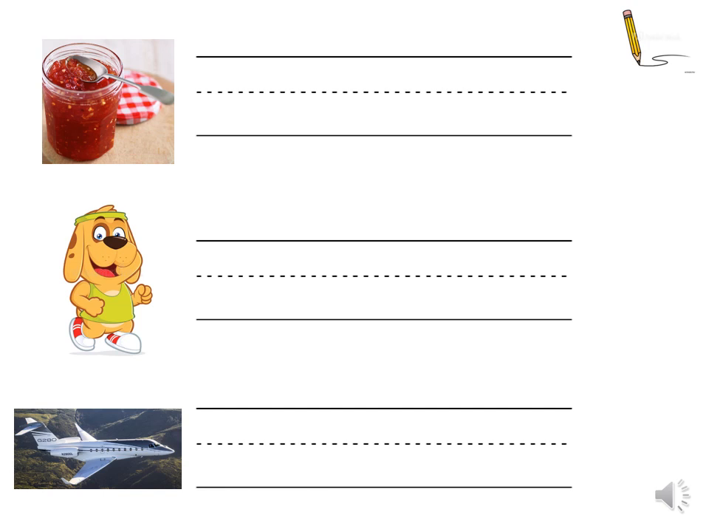J, O, G, jog. Can you put it on your phoneme fingers yourselves this time? How many phonemes were there? Can you write them down? Now the last picture is a picture of a jet. Can you stretch out this word all by yourselves and put it on your phoneme fingers before you write it down? The word jet.